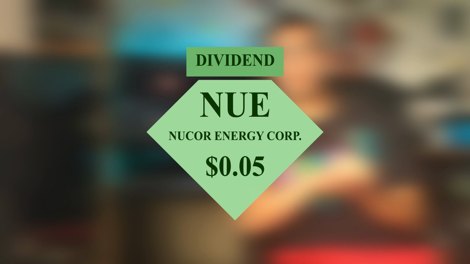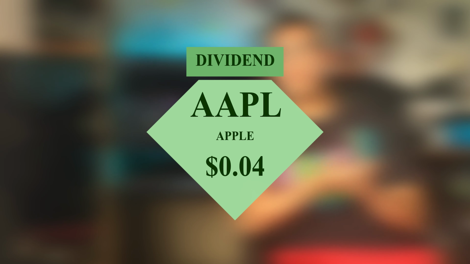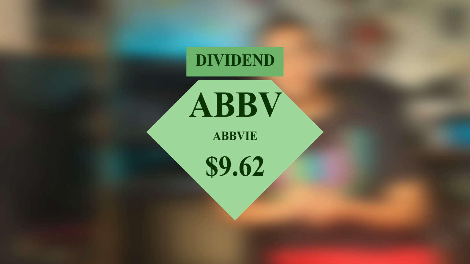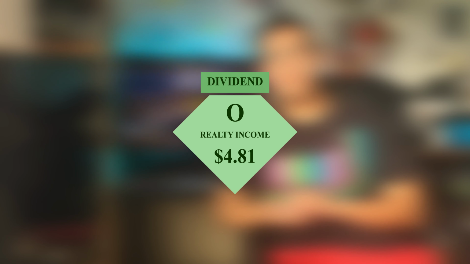On the 13th, I was paid 5 cents from Nucor Energy Corp, ticker symbol NUE. On the 13th, I was paid on the managed account 4 cents from Apple, ticker symbol AAPL. On the 14th, I was paid a few times. I was paid on the managed account $9.62 from AbbVie, ticker symbol ABBV, and I was paid in both the managed account and my personal account from Realty Income, ticker symbol O. I was paid $4.81 in the managed account and 66 cents in my personal account.